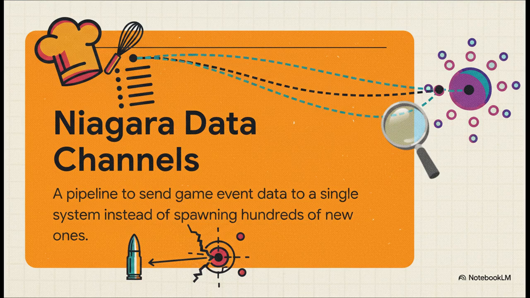And the second game changer? Niagara Data Channels. Let me give you that chef analogy again, because it's perfect. Instead of hiring a new chef for every single grain of rice, you just give one master chef a huge list of orders. That's exactly what data channels do. Your game just sends a little piece of data, like the exact location of a bullet impact, into the channel. And then one single powerful Niagara system is just listening for those orders and spawning particles wherever they're needed. It's genius.